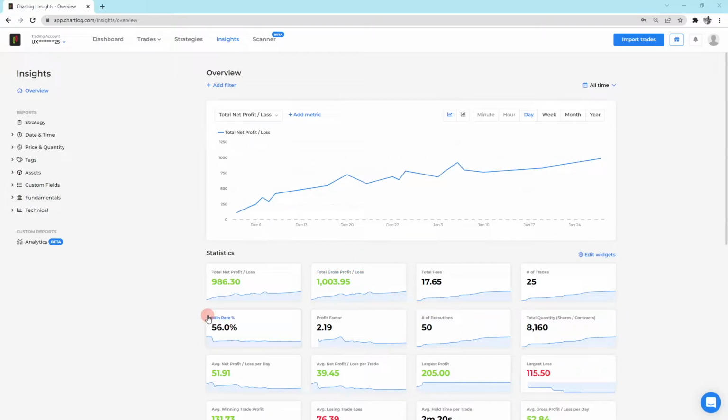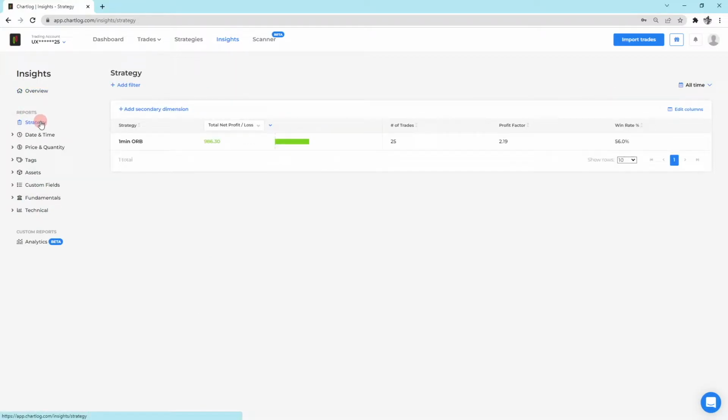Now, if you really want to dig deeper into your trading performance and figure out what factors determine the probabilities of your success, that's what the reports section is for. For example, if you click on reports and strategy, you're going to see all your trading strategies and their performance. You will see how much money you made or lost with them, how many trades you took, what the profit factor was, and your win rate. If you want to see different metrics, you can always change this here.